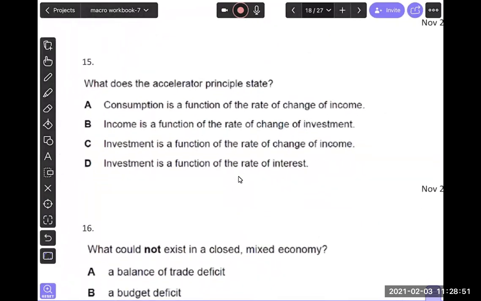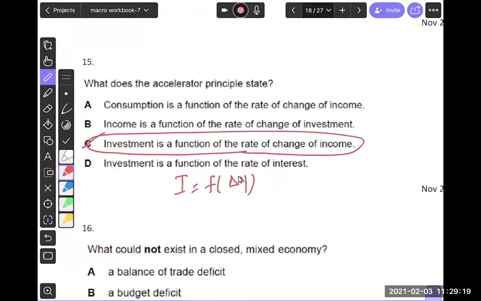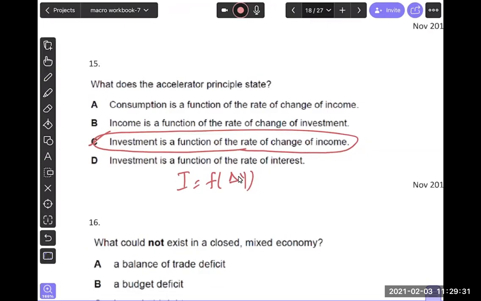Okay, what about 15? What does the accelerator principle state? We said this yesterday that investment is a function of your change in Y. If the rate of change of income is happening, investment will change, and income should be increasing at an increasing rate. I'll show you the question which will test us. So income should increase at an increasing rate. Make sense? So that was the accelerator theory.